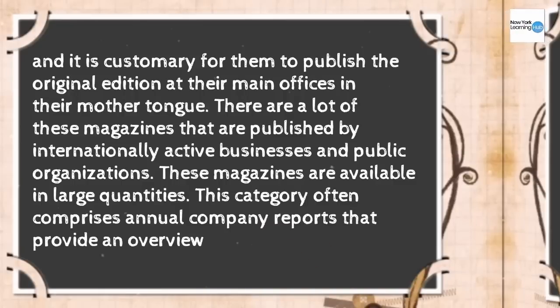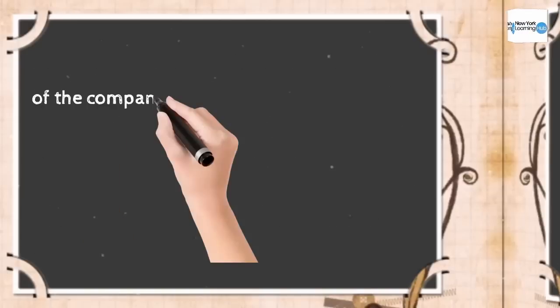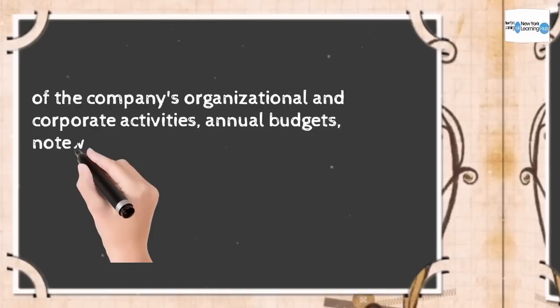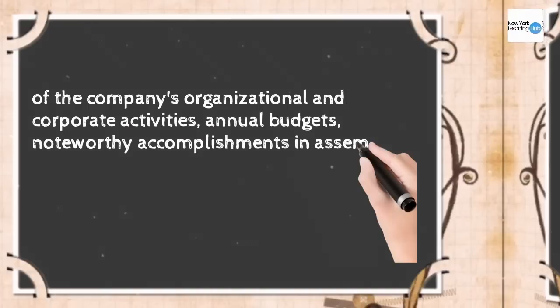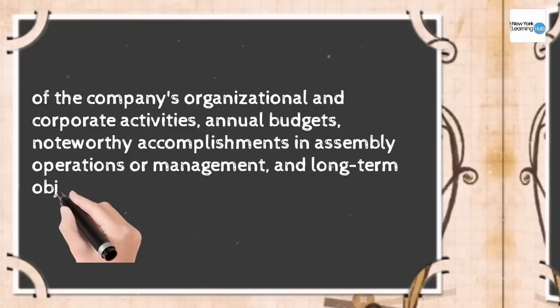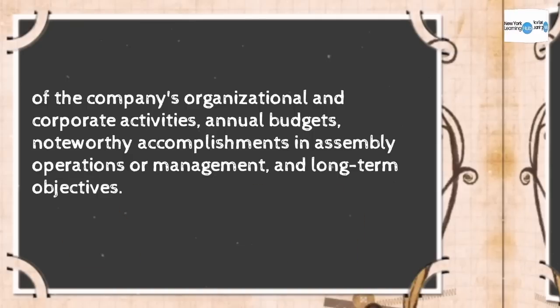This category often comprises annual company reports that provide an overview of the company's organization and corporate activities, annual budgets, noteworthy accomplishments in assembly operations or management, and long-term objectives.